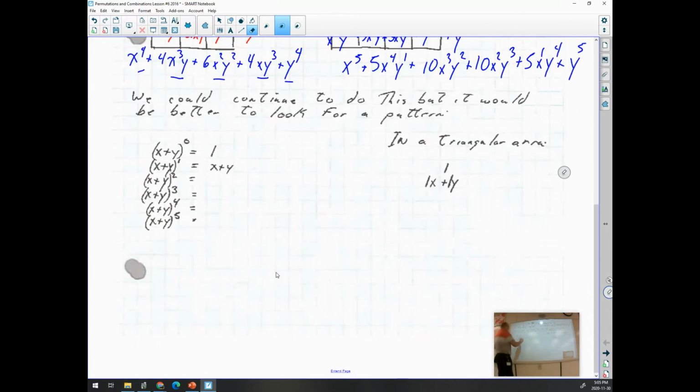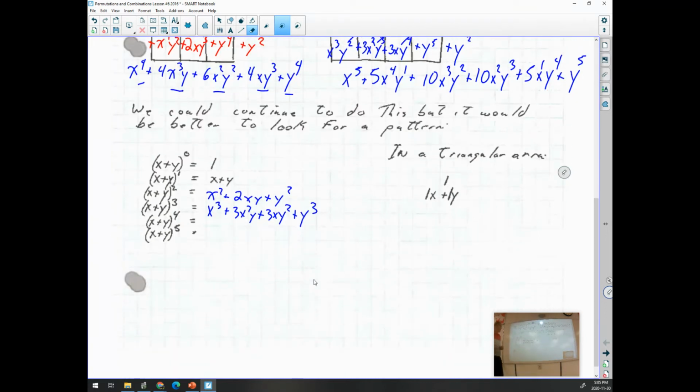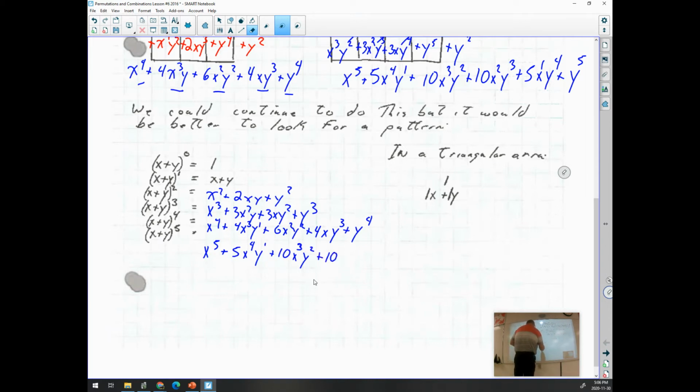If I write these out: x^3 + 3x^2y + 3xy^2 + y^3; x^4 + 4x^3y + 6x^2y^2 + 4xy^3 + y^4; and finally x^5 + 5x^4y + 10x^3y^2 + 10x^2y^3 + 5xy^4 + y^5.